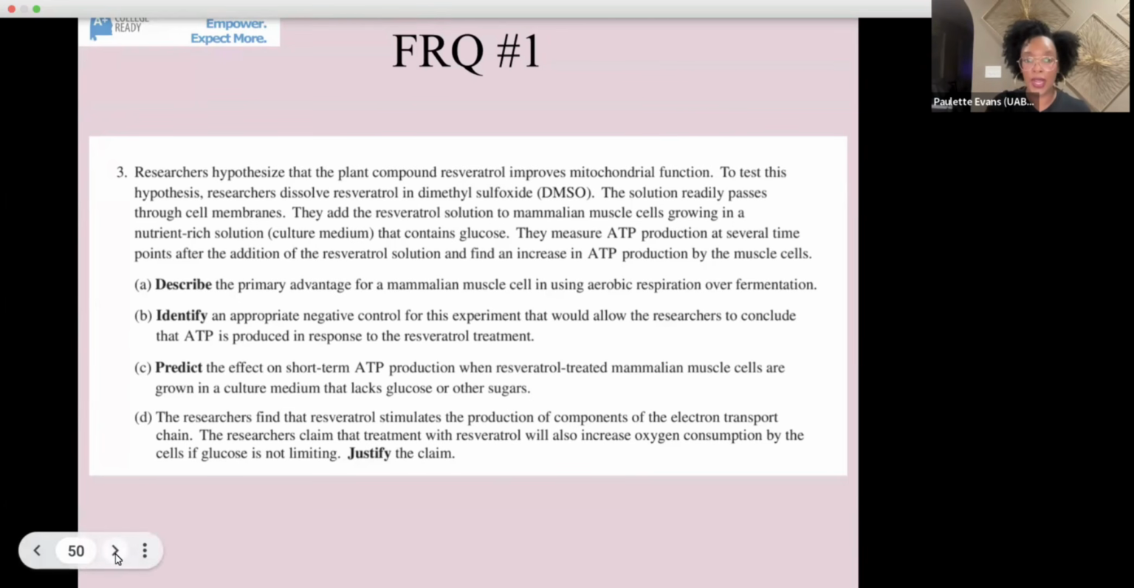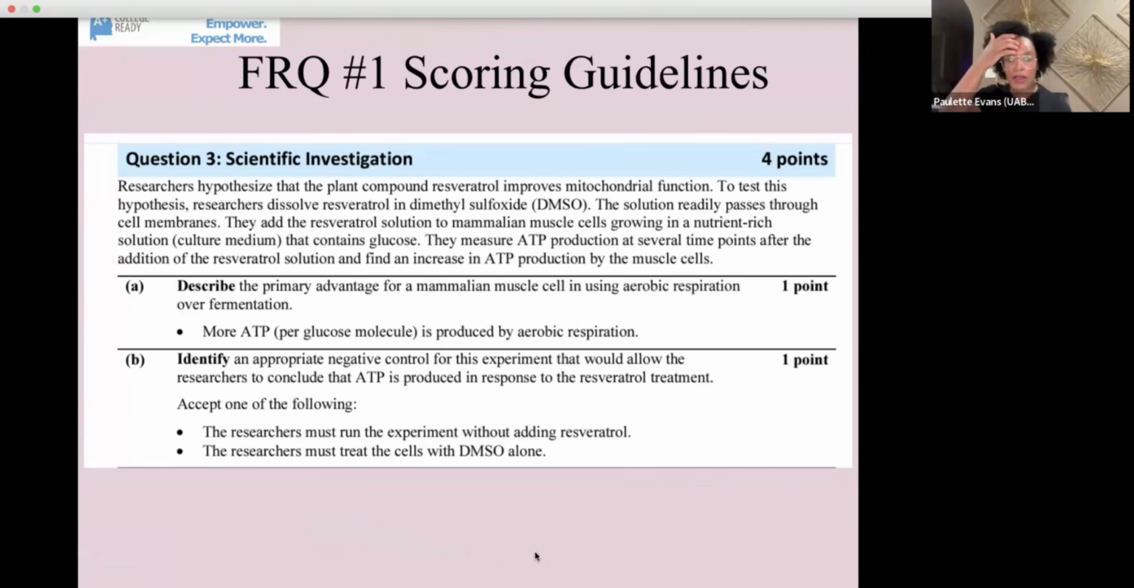All right, let's take a look at the scoring rubric. Well, it's not really a rubric, but the scoring guidelines for FRQ 1. So there's the question captured again. Let's look at part A. Describe the primary advantage for a mammalian muscle cell in using aerobic respiration over fermentation. That's pretty straightforward, and we had a slide on that one, right? More ATP per glucose molecule is produced by aerobic respiration. So, in the presence of oxygen gas, you can do glycolysis, the citric acid cycle or the Krebs cycle, and the electron transport chain. So, you can do all three phases and produce a large amount of ATP.